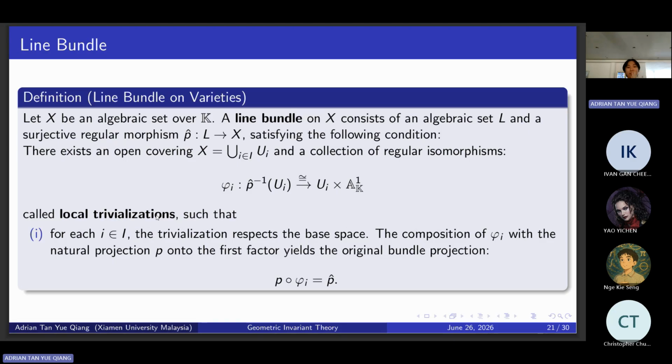This line bundle, I don't think it's in my field, but we are doing it. So if you guys are interested, go and look at the details, please. No, just kidding.